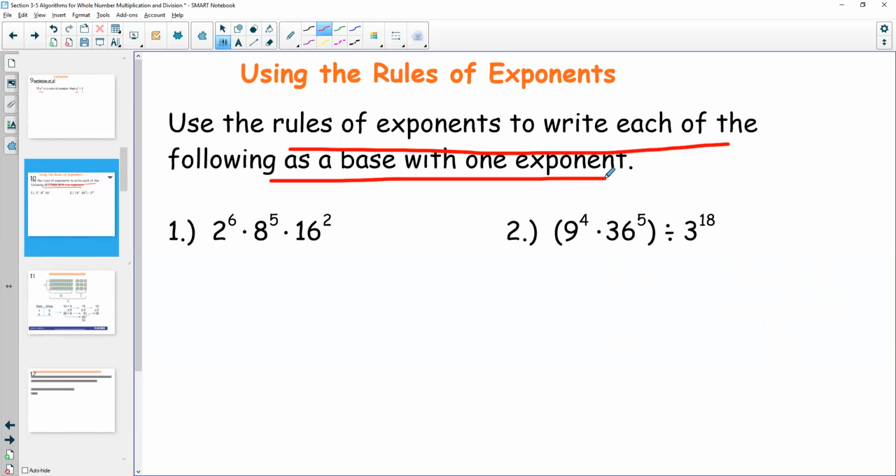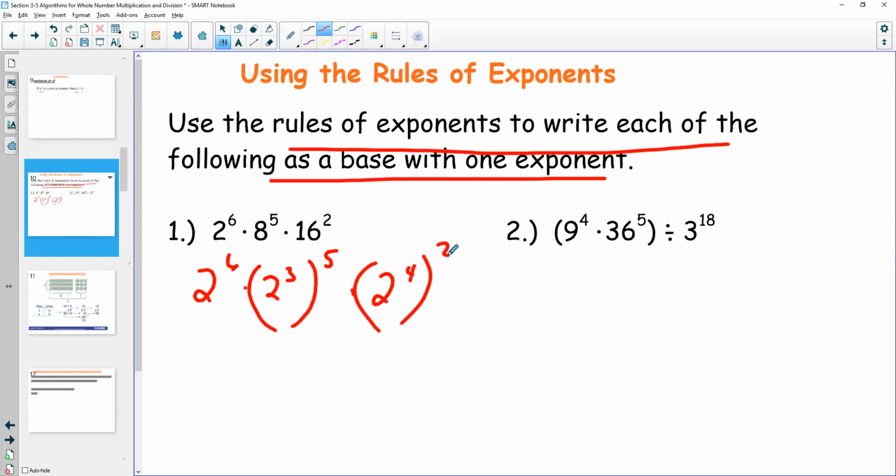So 2 to the 6th is about as simplified as it's going to get. But 8 is actually a power of 2, isn't it? So I could rewrite 8 as 2 cubed, and that would go to the 5th power. What about 16? 16 is also a power of 2, isn't it? 16 is really 2 to the 4th squared, because that squared is there.